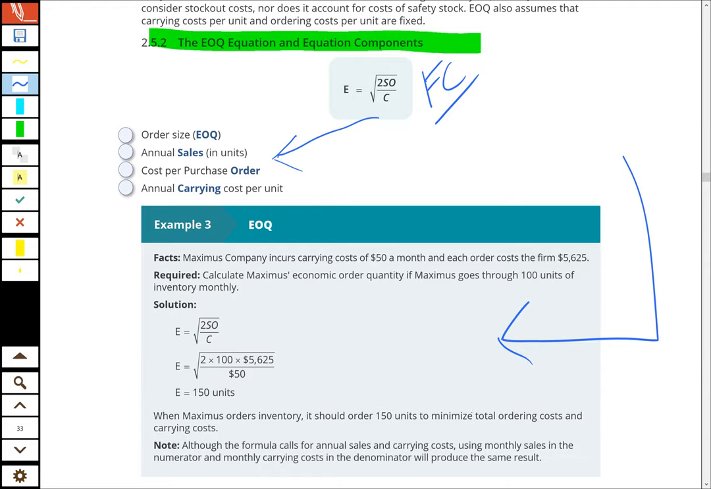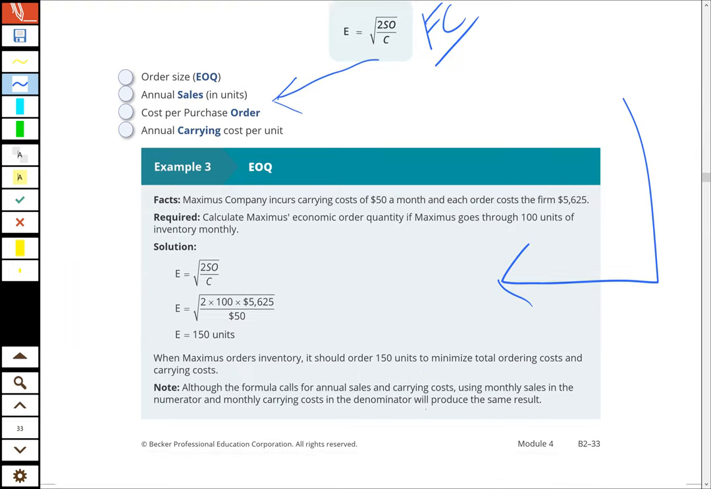Oh, there's a footnote at the bottom. I'm sorry, I didn't see that. It says that using annual sales, or using monthly sales in the numerator and monthly carrying costs in the denominator, will produce the same result. I'm sorry, I didn't see that. I had my hand over it.